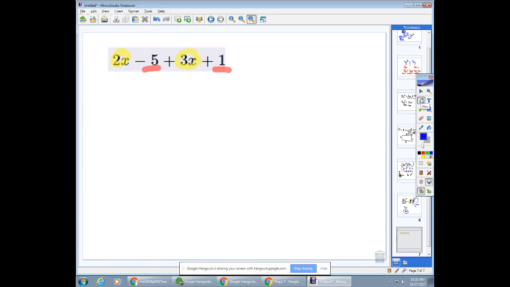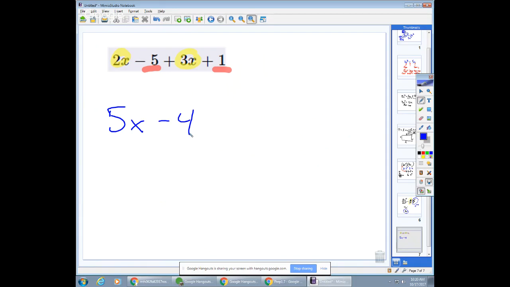All right, so I see 2 different kinds of things up here. I see things with x's and things without. So the things with x's, since they're both x to the 1st power, they're like. So I have 2 x's and 3 x's. So altogether, how many x's do I have? 5. And then here we lost 5, but then we gained 1. So yeah, we get a minus 4.